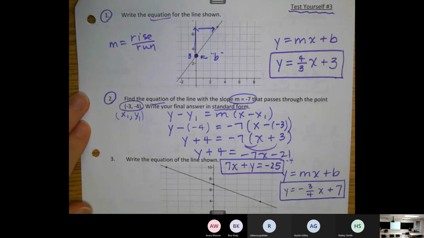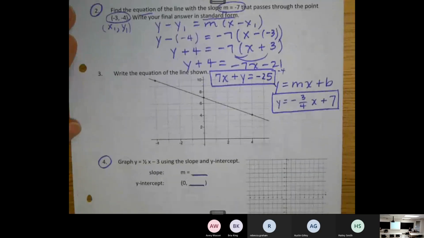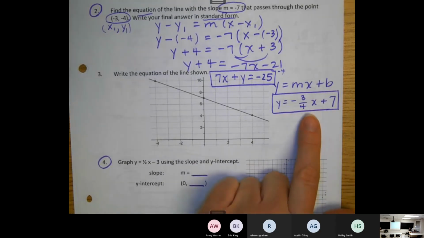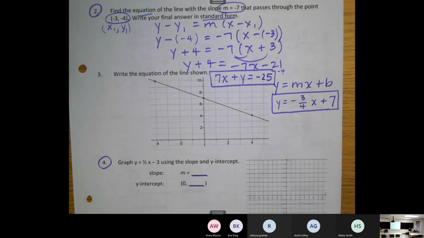Let me know what we can help out with on number 2. Number 3 happens to be a lot like the first one. If you were looking for some more practice like number 1, you might jot this answer down. Make sure you can come up with it.